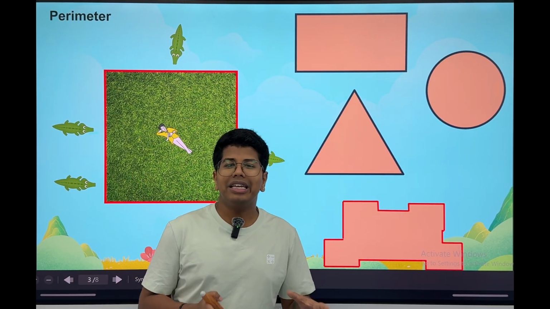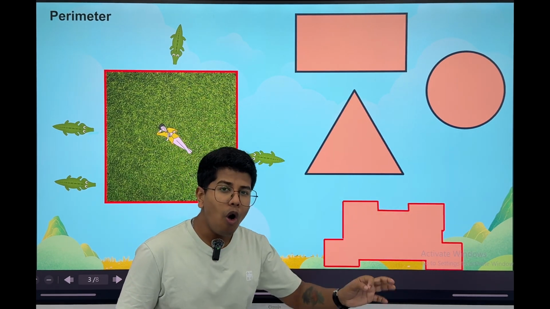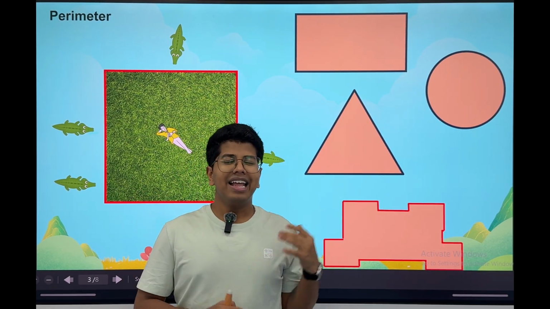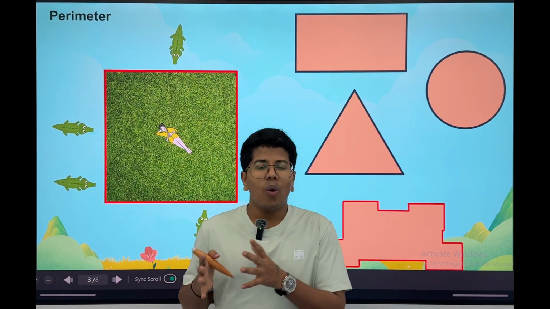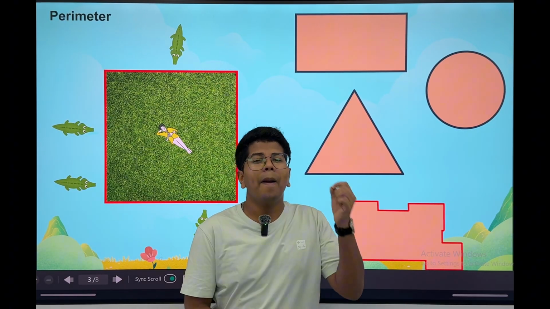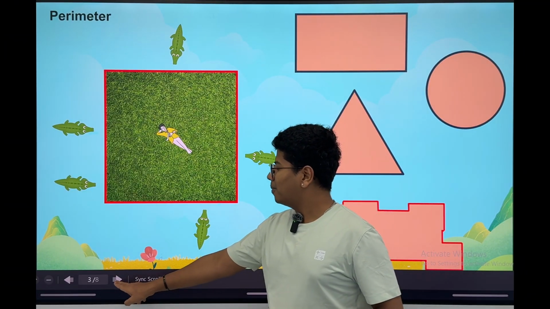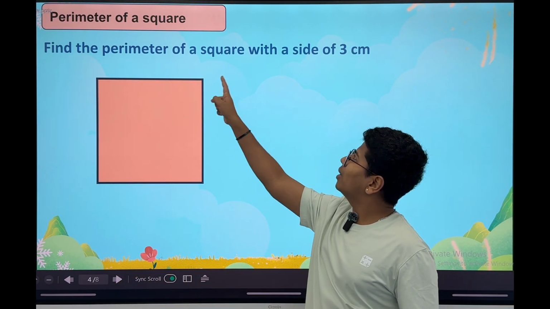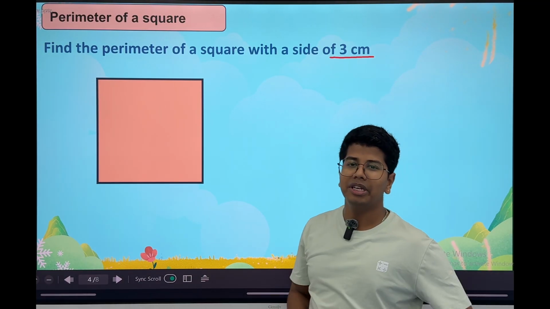So what does perimeter mean? Calculating all the outer boundaries of a figure. Now if this is what perimeter means, in this question we are only talking about a square. So let's just see how to calculate the perimeter of a square. So let's just take another example. Let's say I want to calculate the perimeter of this square, but the side is 3 centimeter.